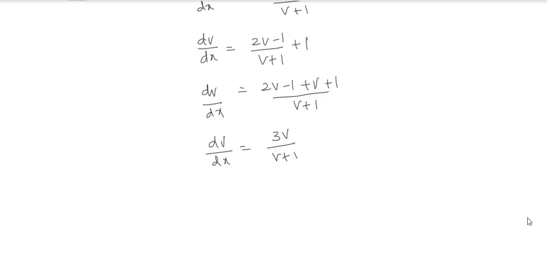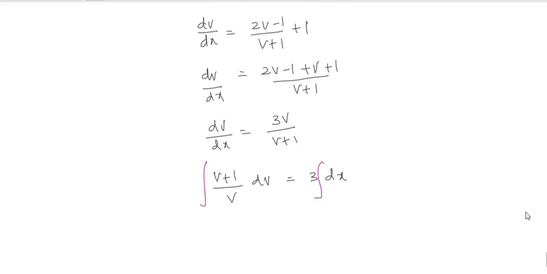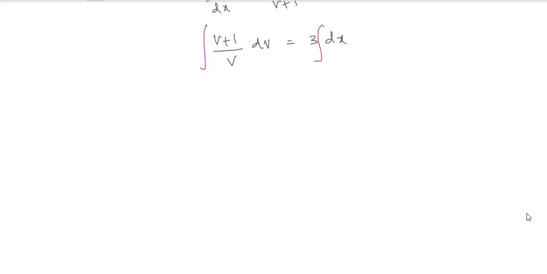Then again it is in the form of your v and x. You can go with the variable separable method. So do that variable separable method. What I'll get here? v plus 1 divided by v, the 3 I will keep at the same side, dv, which is equal to 3 into dx. So now I'll go with the integration. If I apply the integration, v plus 1 by v will be 1 plus 1 by v. So directly if I do the integration, I'll have v plus log v, which is equal to 3x plus c.